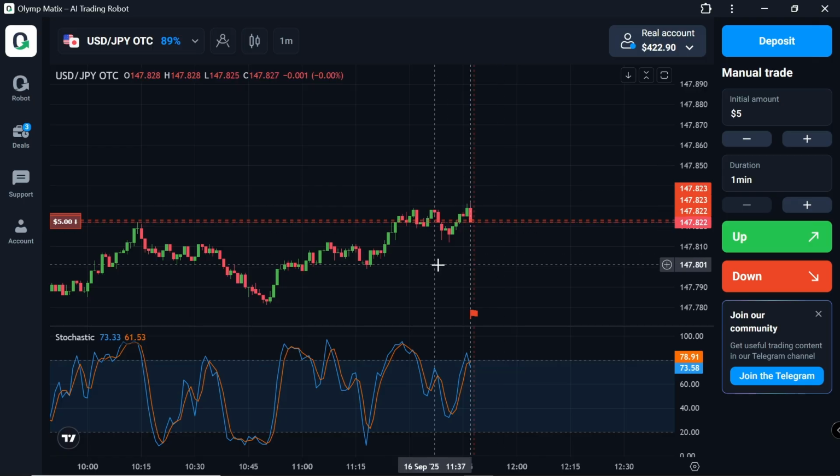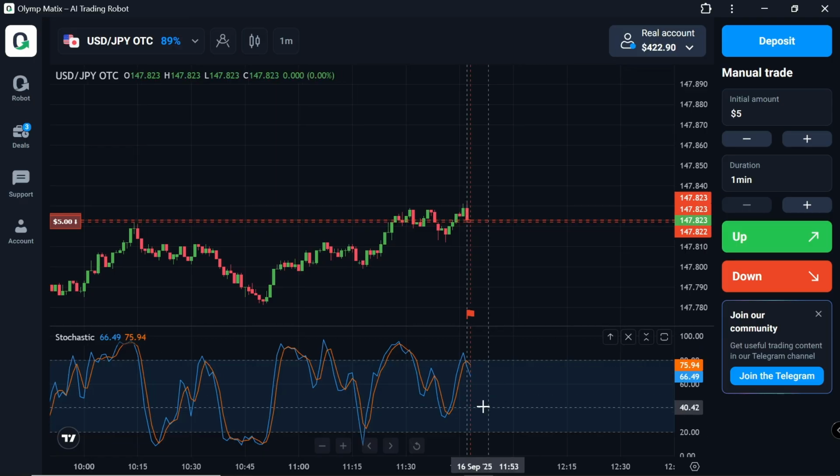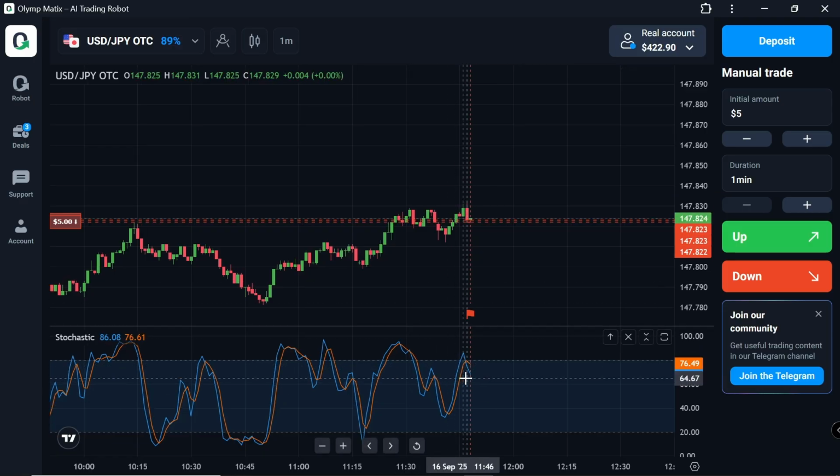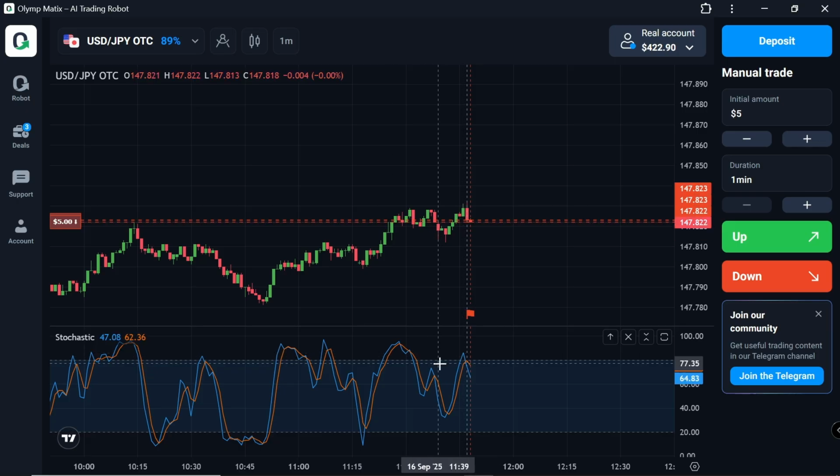Alright guys, as you can see, I've just taken multiple trades manually, because I just saw that the blue line has already crossed the orange line, and we're at the 80% mark. And if you want more information on the stochastic, do watch my previous videos where I talk about these different kinds of indicators, and then you can choose the best one for you for trading manually, right?